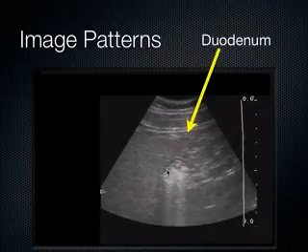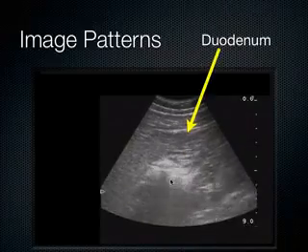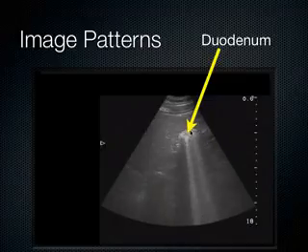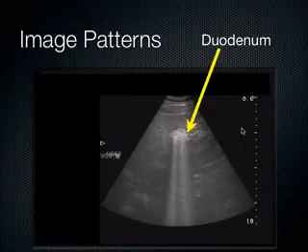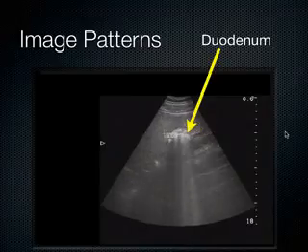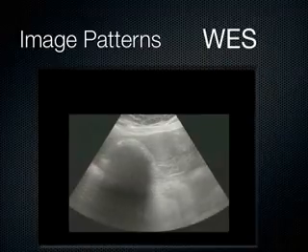So air in the duodenum causes these bright and dark shadows. The bright ones are specifically called comet tail artifacts. The dark ones are just called dirty shadows. And we can see this is just air in the duodenum. But it looks a heck of a lot like a WES sign. Therein lies the conundrum.